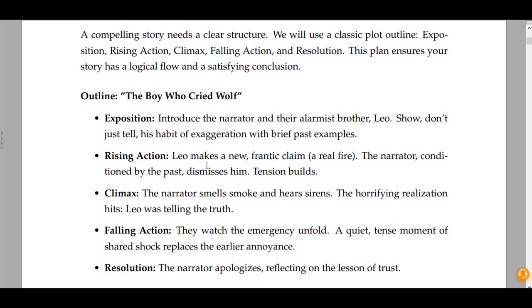Don't just tell his habits, but you actually have to show. So you have to be creative in writing. Exaggerate a little with some examples of what he did and what happened, what were the results of his actions.